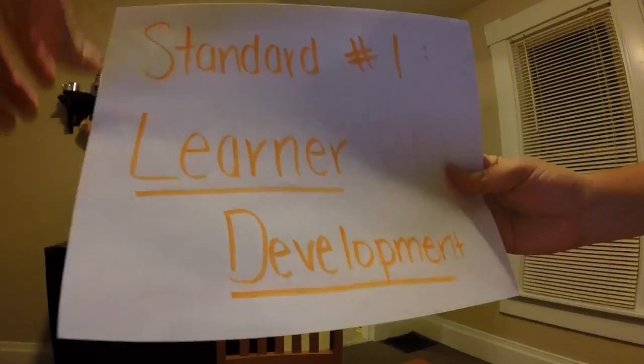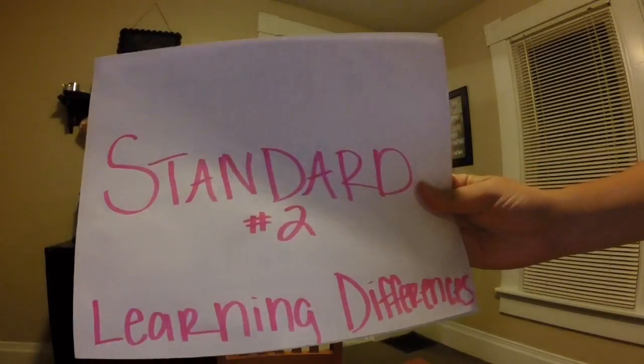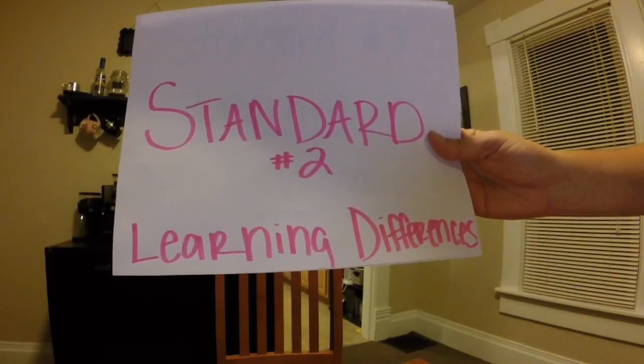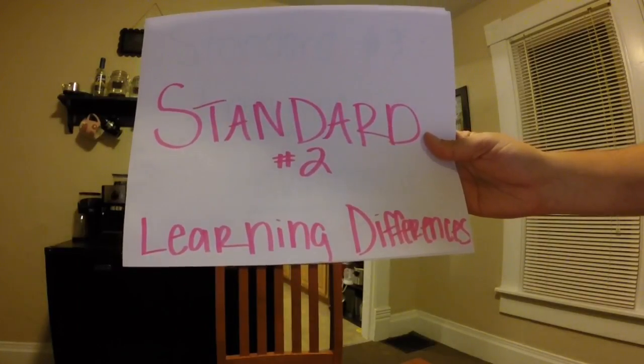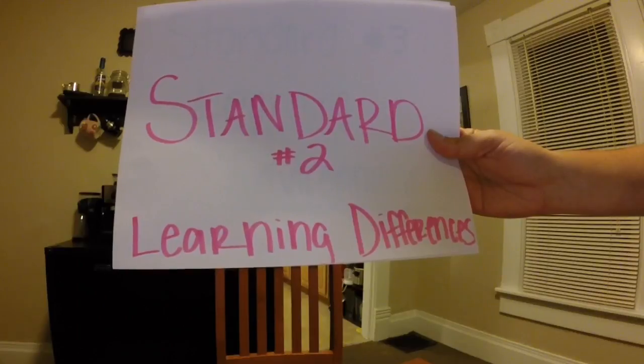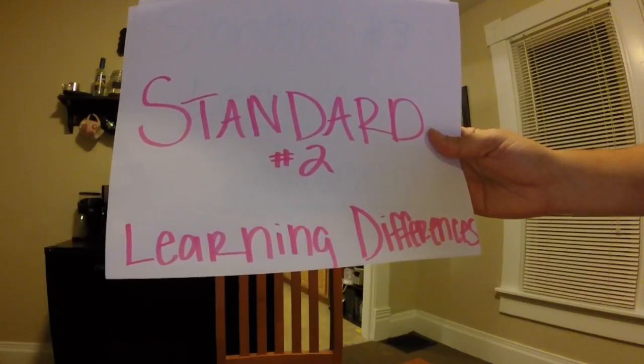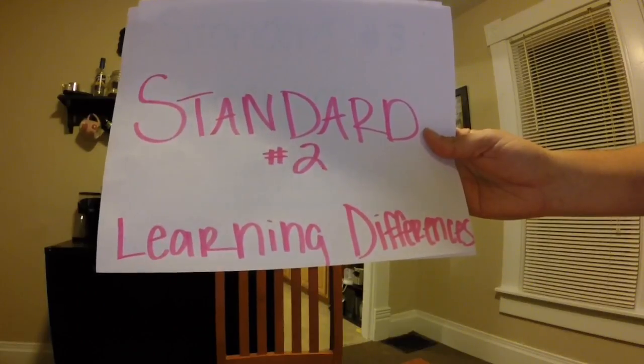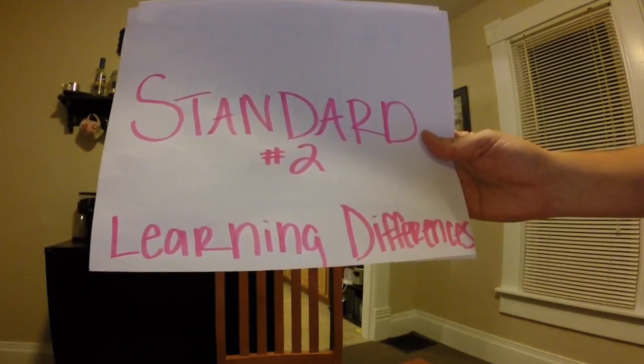The next standard that we connected this to is standard number 2, which is learning differences. This is when the teacher uses understanding of individual differences and diverse cultures and communities to ensure inclusive learning. This also is very similar to the Ohio Learning Standards and how you need to use student grouping to adjust to those learning differences.